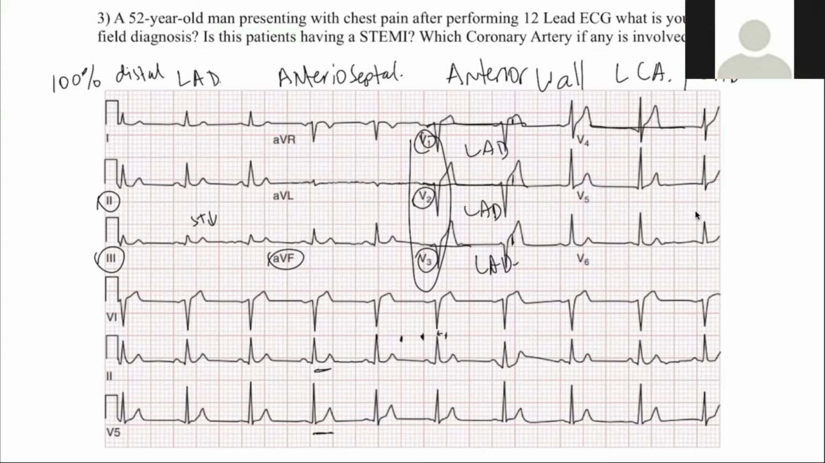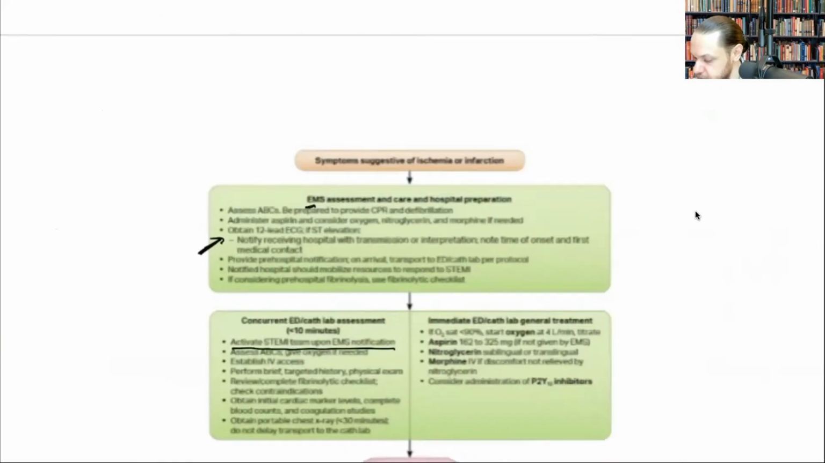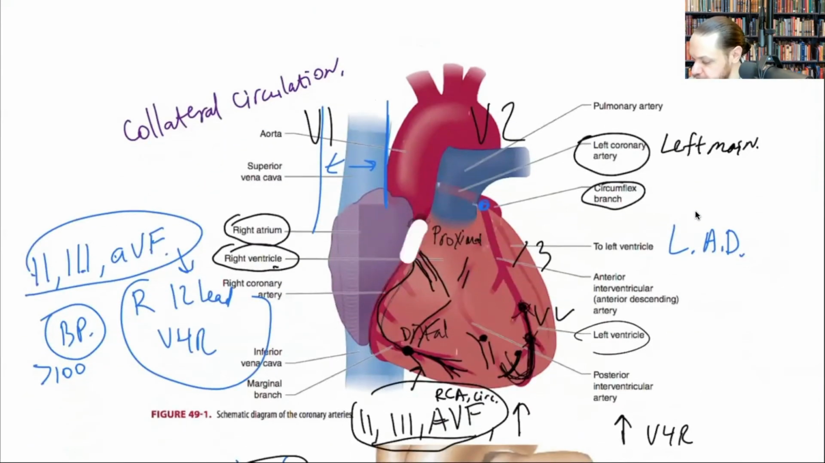So the preload and afterload could get better? So remember your coronary arteries, right? They feed during the diastolic phase of your cardiac cycle. So let me go back to this diagram here, right? As I was explaining in the lecture, the coronary arteries come off the aorta and they come off the aortic ostia, right?